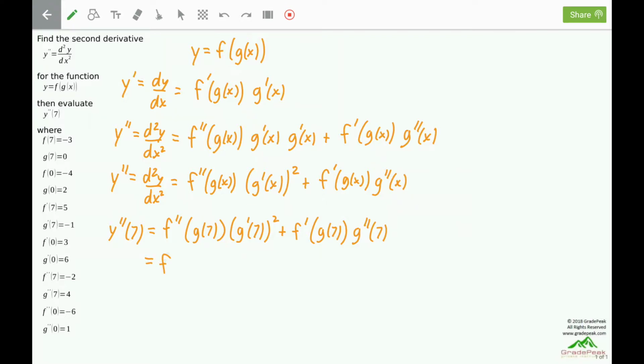So the first thing I need to do is evaluate the g of 7, so I know what's inside of f double prime. Well, g of 7 is right here. g of 7 is a 0, so this is going to be a 0 inside here, so it's f double prime of 0. I also need a g prime of 7, that will be here, and we will have that squared, so it'll be times a -1 squared, plus, and then I have an f prime of g of 7. g of 7 again is here, it's a 0, so I have f prime of 0. And then I need a g double prime of 7, and g double prime of 7 is right here, that's a 4.